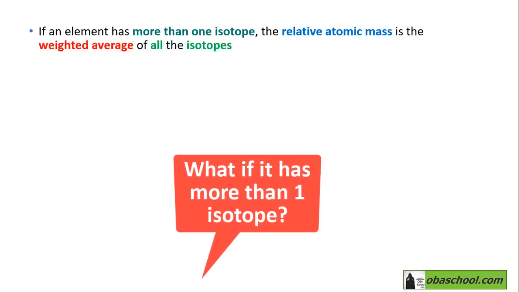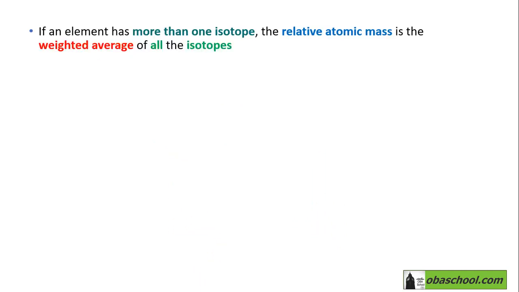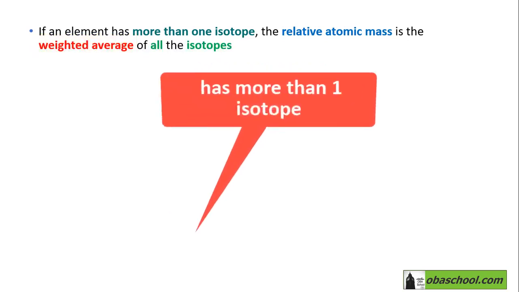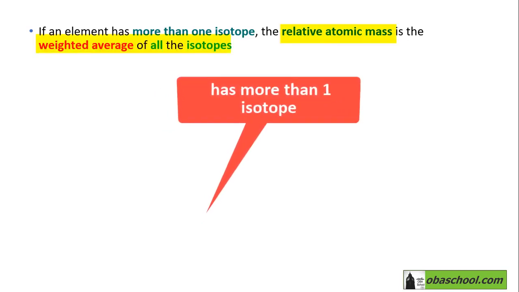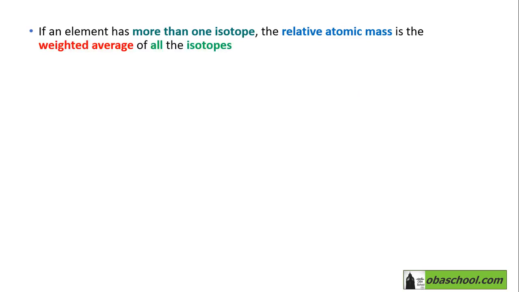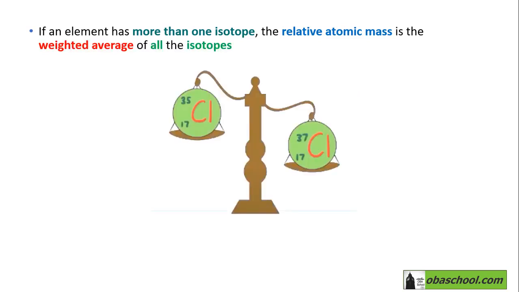Well, we need to look at the definition of relative atomic mass, which tells us that this value gives us the average mass of one atom of the element. What this means is that if an element has more than one isotope, the relative atomic mass is going to be the weighted average of all of the isotopes. To see what we mean, let's look at an example.